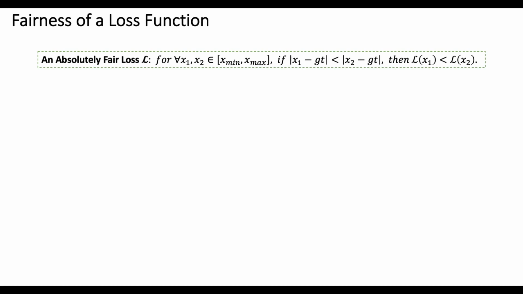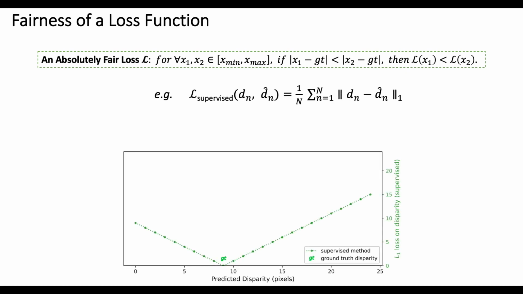Before introducing the second problem, we first define what is an absolutely fair loss. In short, given the loss function, the more accurate, the smaller the loss is. Take the loss function in one of the supervised depth estimators, for example. This is a typical absolutely fair loss because the loss is proportional to the prediction error.